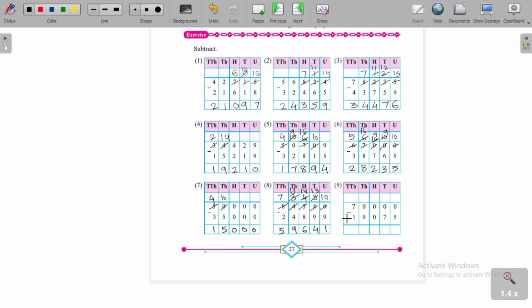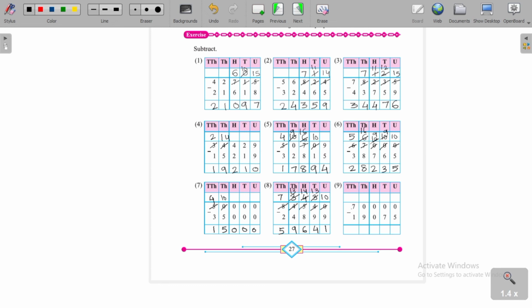The last one, 70,000 minus 19,075. 0 minus 5, we cannot subtract 5 from 0. So when we move to the tens place, we find it is 0 here. In the hundreds place too, we have 0. Thousands place is also 0. So we're going to borrow from 10,000 place to thousands place, from thousands place to hundreds place, from hundreds place to tens place, and from tens place to the units place, and then we are going to subtract.